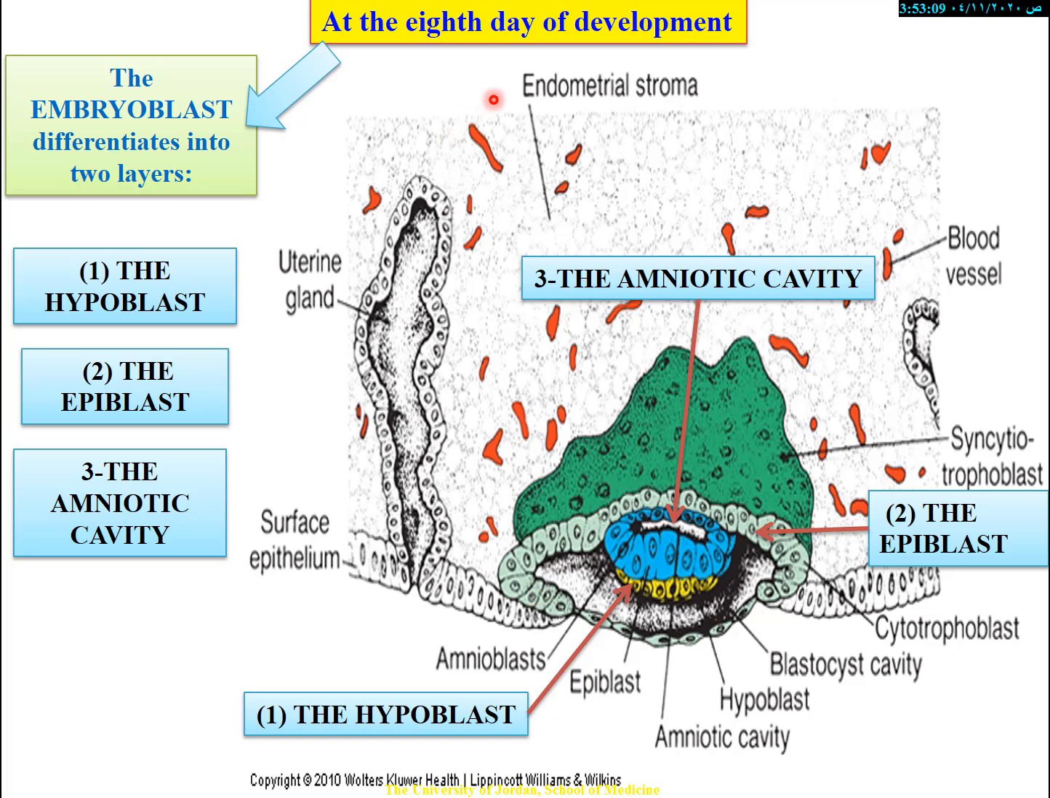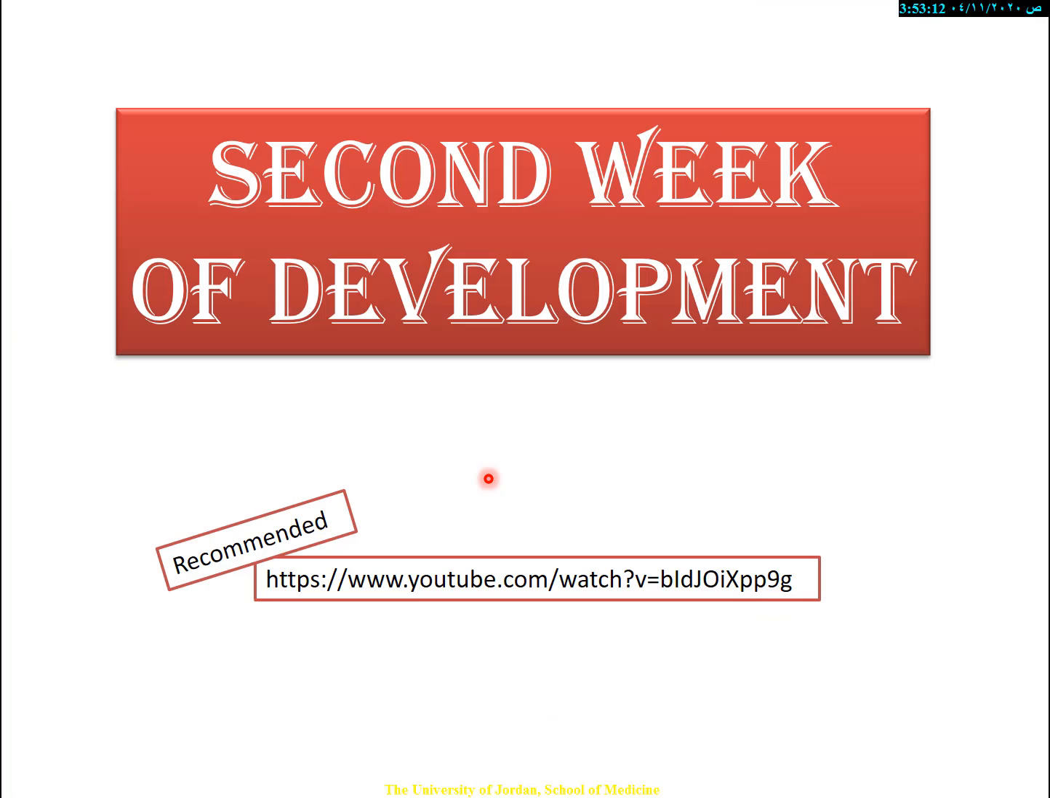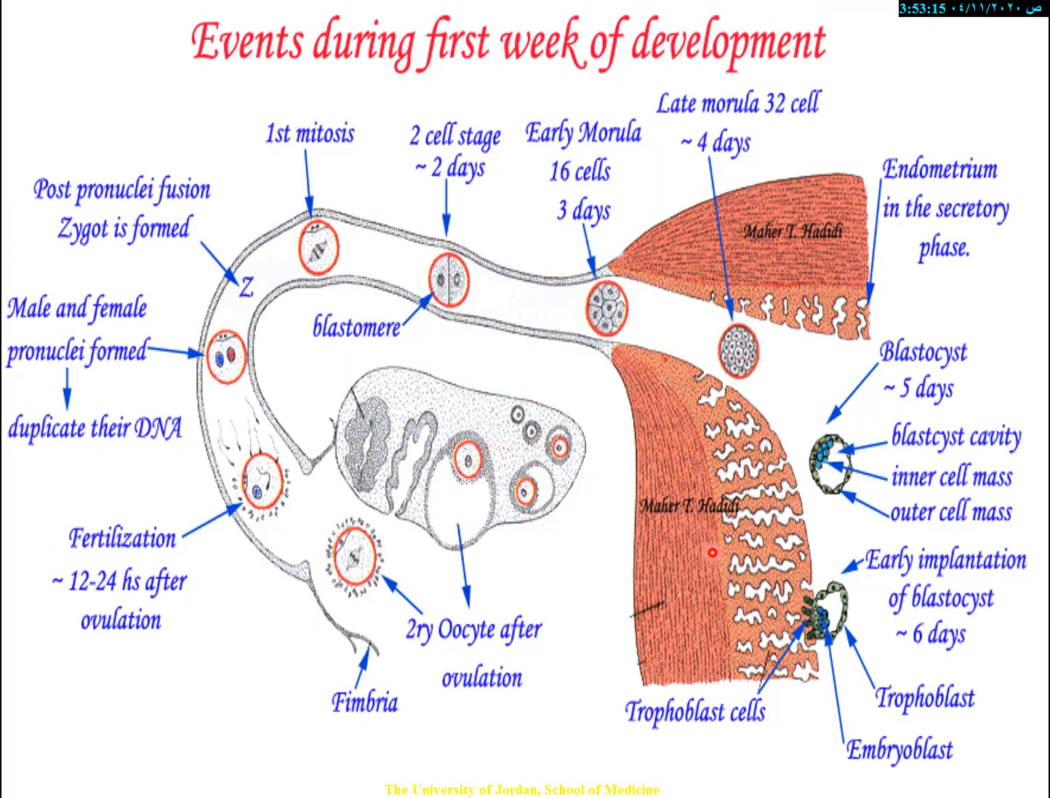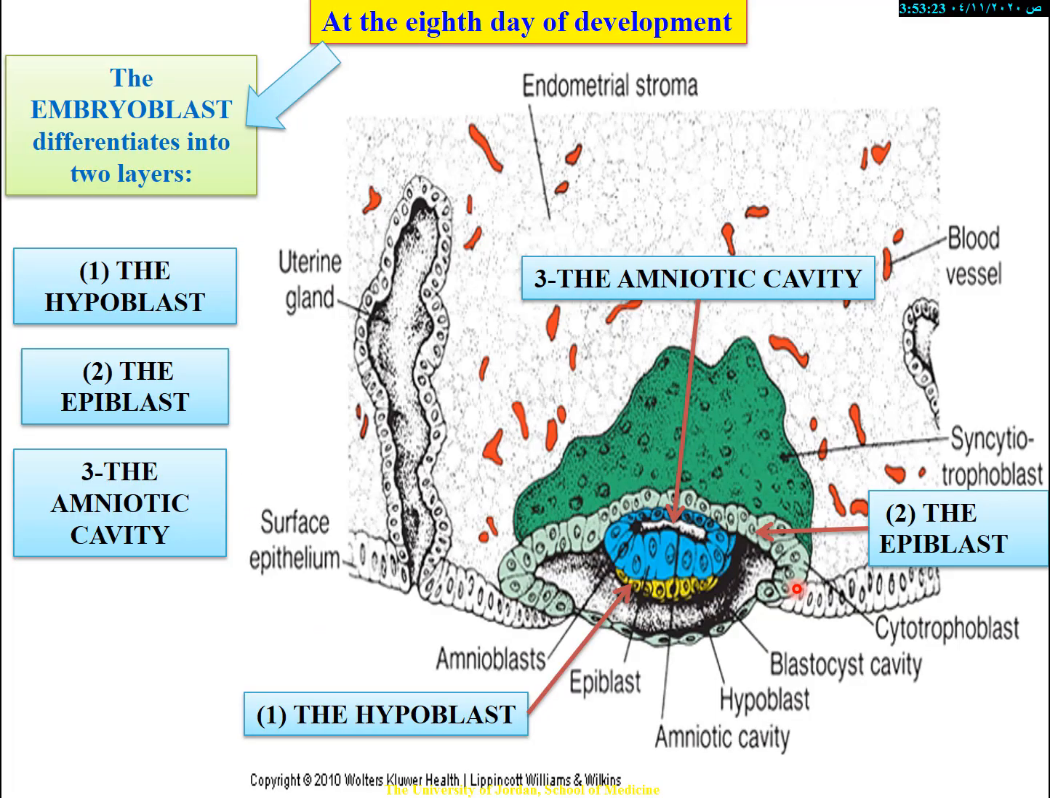Now, at the 8th day of development, this is a cross section. So here you go, we are taking the embryo and part of the uterus. This is a cross section in the wall of the uterus. This is a uterine gland. So you can imagine how microscopic you were in the uterus. And of course, here is the blastocyst. This is the blastocystic cavity, trophoblast, and embryoblast.